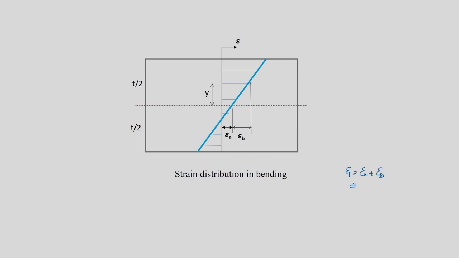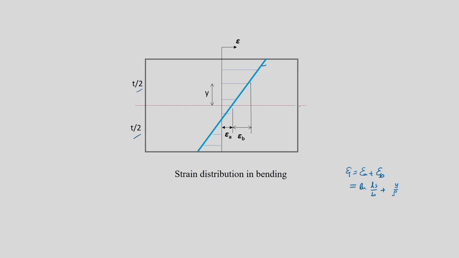The epsilon A is nothing but ln of Ls by L naught, plus ln of 1 plus y by rho. I am just keeping it as y by rho, or ln of 1 plus y by rho you can also write. So, this is how the distribution is. The distribution is shown in the blue color. So, this is basically a section in the sheet.